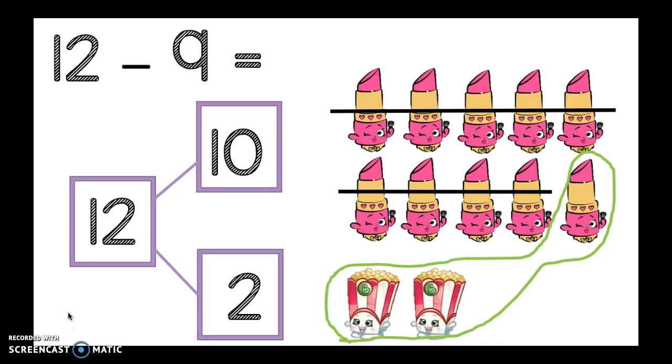Okay, did you circle those 3? Yep, because I have 1 left over from my 10, and then I have 2 more from my other part. That must mean 12 minus 9 equals, go ahead and finish your number sentence. Yep, it equals 3. You're rocking and rolling. All right, friend, it's your turn.